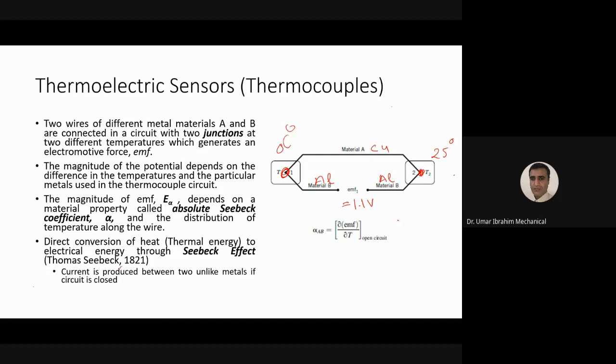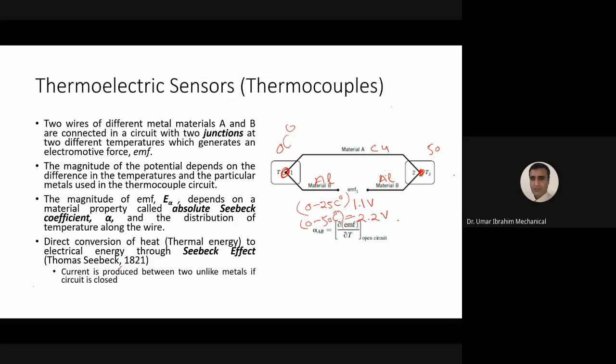Now, if I change this 25 degree C to 50 degree C, of course this voltage might be, let's suppose, 2.2 volt. So for the first one, 0 to 25 degree C, the output of the system is 1.1 volt, and from 0 to 50 degree C, the output of the system is 2.2 volt.